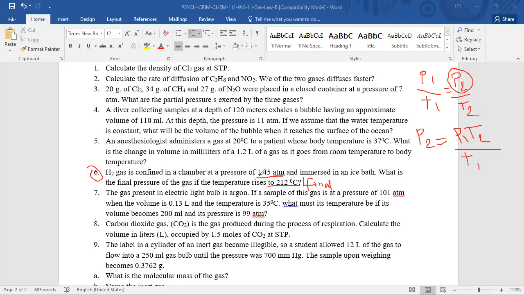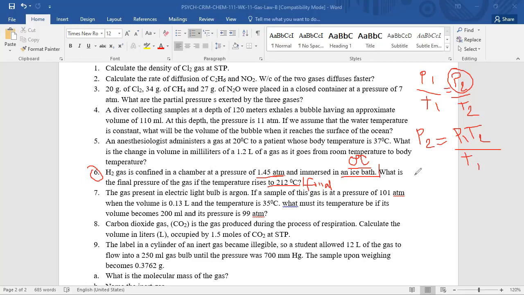Sabi dyan, pressure of 1.45 atmosphere and immersed in an ice bath. Ano ang temperature ng ice? 0 degree Celsius. Saan ko nakuha yan? Na-discuss natin yan on our previous discussion on matter. Diba? Yung ice is nag-freeze siya at 0 degree Celsius. So, yan yung ating magiging assumption. Kaya napakalaga, sabi ko nga, paulit-ulit ko sinasabi talaga, i-analyze nyo lang yung problem. Andyan lang din, no? Yung magiging given ninyo.